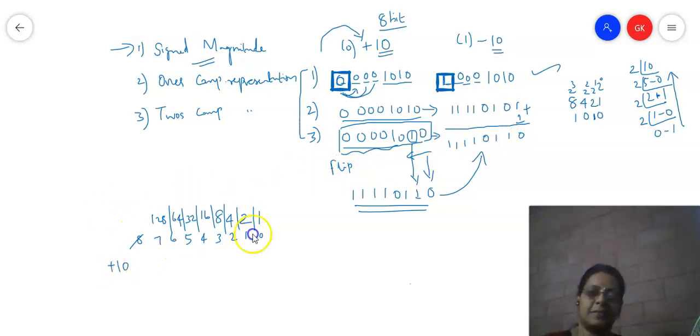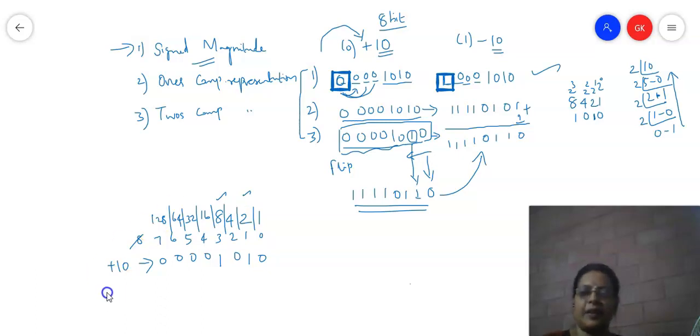So how will you represent plus 10? I want the value 10. So this is 8, so in this position I will write a 1. Okay, and then if I add 2 I will get 10. So 8 plus 2 is 10. So I will just write 1 and 1 here, it is plus 10. All the remaining bit positions I will write as 0. So 0 0 0 0. So this is how I will get it in the weighted method.